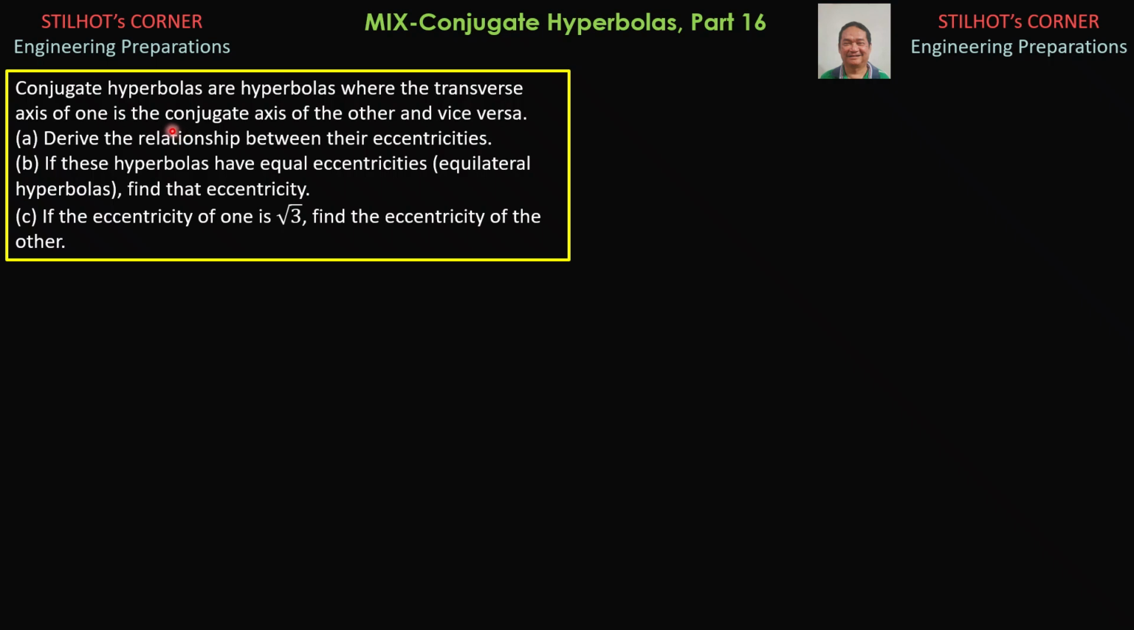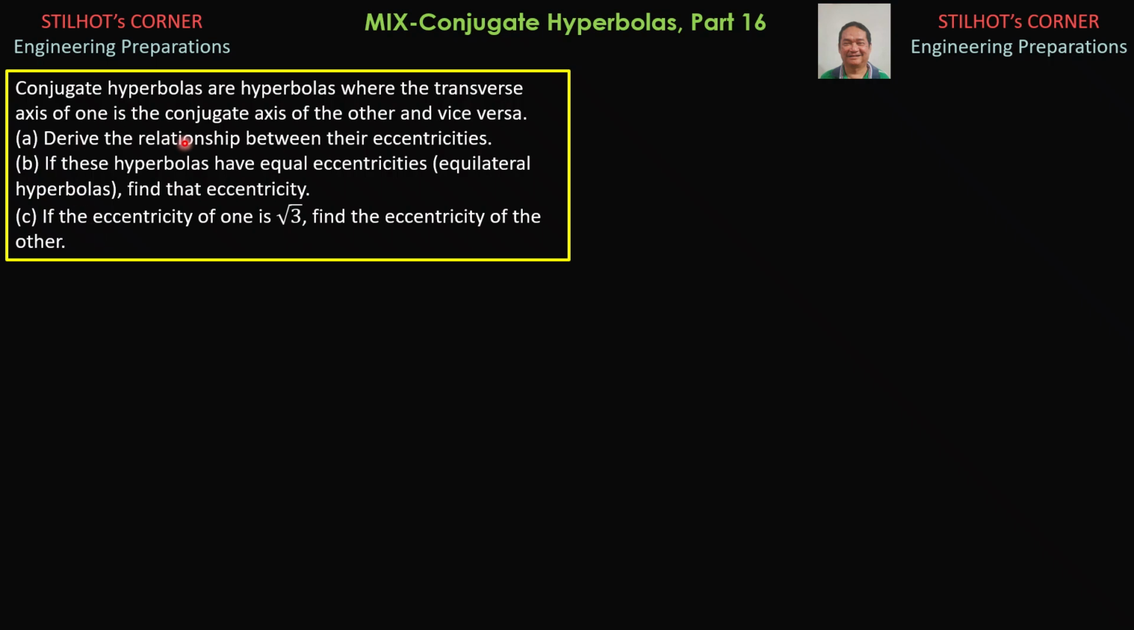So here is the problem. Conjugate hyperbolas are hyperbolas where the transverse axis of one is the conjugate axis of the other and vice versa. The letter A: derive the relationship between their eccentricities. And next, if these hyperbolas have equal eccentricities, they are equilateral hyperbolas. I can explain that later. Find that eccentricity. If the eccentricity of one is square root of 3, find the eccentricity of the other. So this third question can be addressed after we derive the equation.